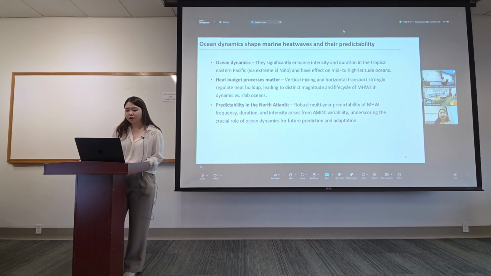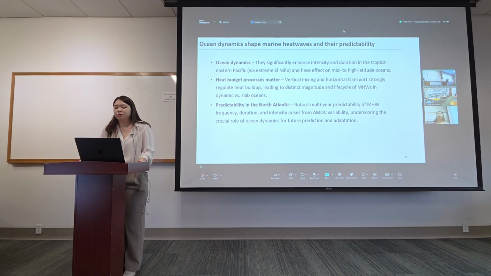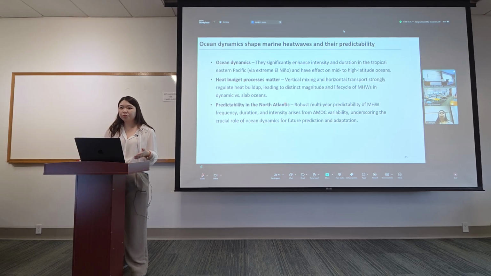Okay, I can wrap up this section here, and I want to highlight three takeaways. First, ocean dynamics really matter, and they can make marine heat waves stronger and longer. On the other hand, in some regions they can make marine heat waves more frequent but a little bit shorter. Especially, we looked at marine heat waves in the eastern tropical Pacific, where they are closely tied to extreme El Nino, the extreme ENSO events.